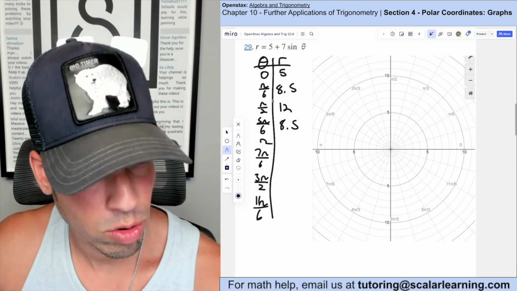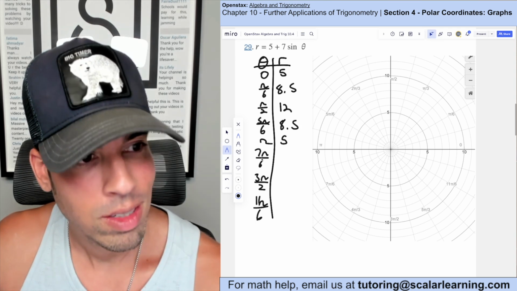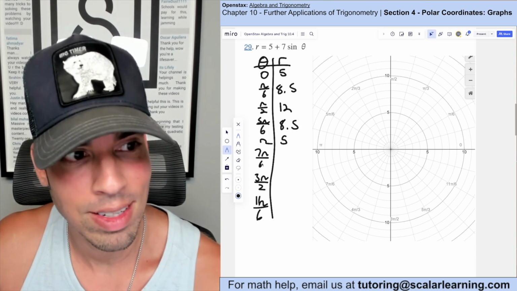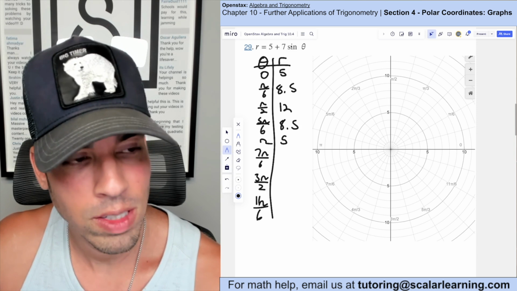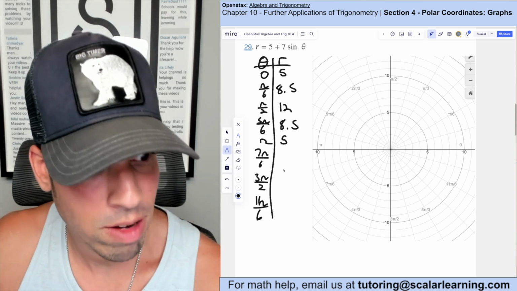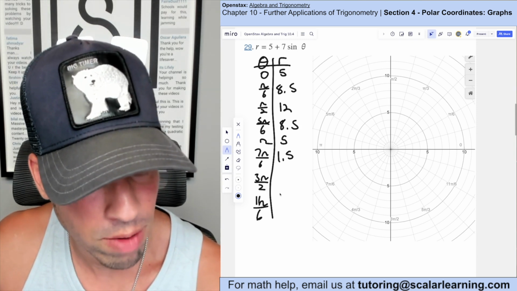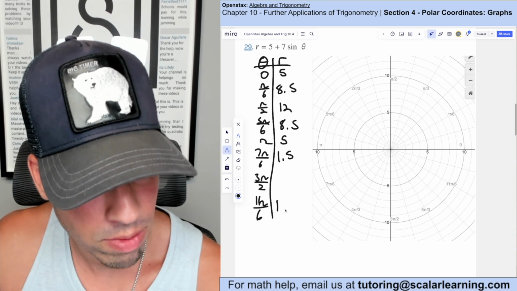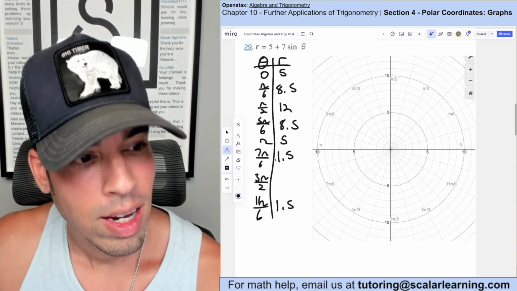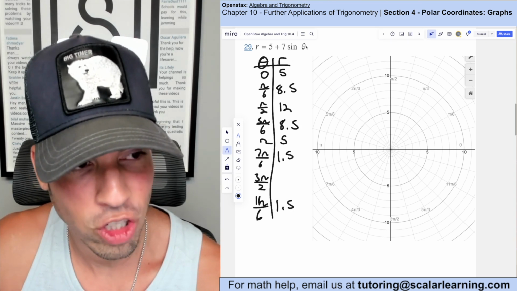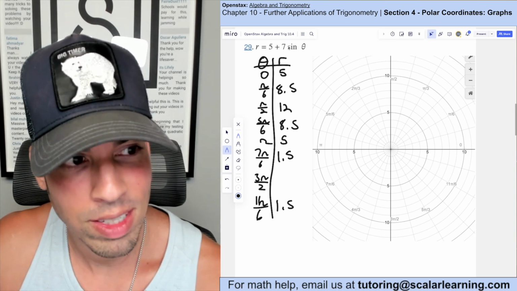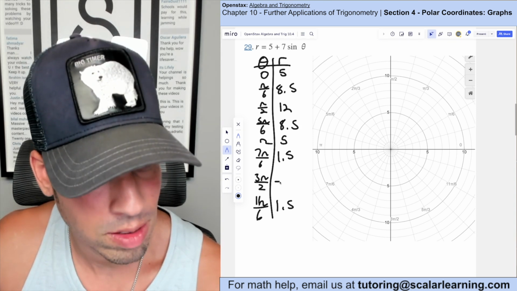Sine of pi is 0, so this one's just going to be 5. Sine of 7 pi 6, that's -1/2. So that's 7 times -1/2 is -3.5 plus 5 is 1.5. We're going to get the same value for 11 pi 6, so that's 1.5. And then sine of 3 pi halves is actually -1. So that times 7 is -7 plus 5 is -2.